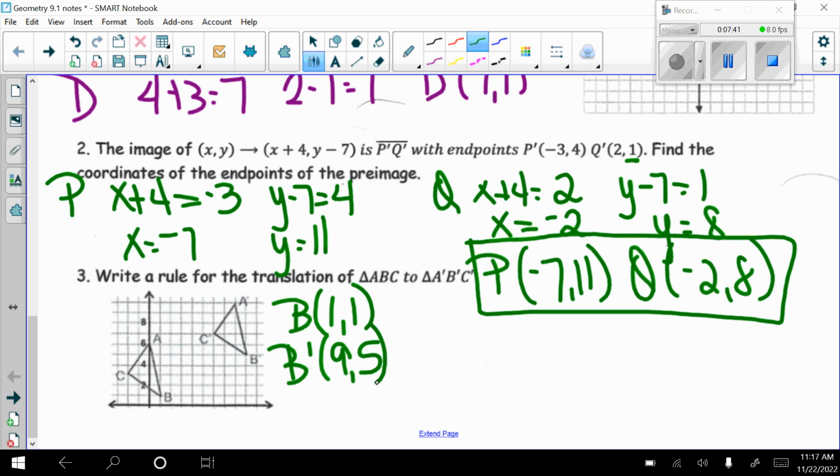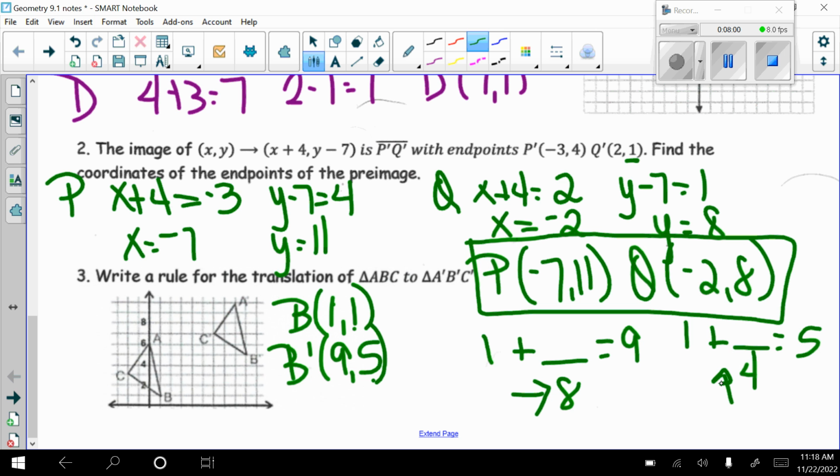So I need to find out what did happen. What did I have to do to the 1 to get the 9? So 1 plus what gave me a 9? So that's an 8. So I want to do the same thing with my y. 1 plus what put me at a 5? So that's a 4, right? So I had to go right 8 and up 4. So my rule is x plus 8, comma, y plus 4. So there's our rule for the translation of triangle ABC to triangle A prime, B prime, C prime.